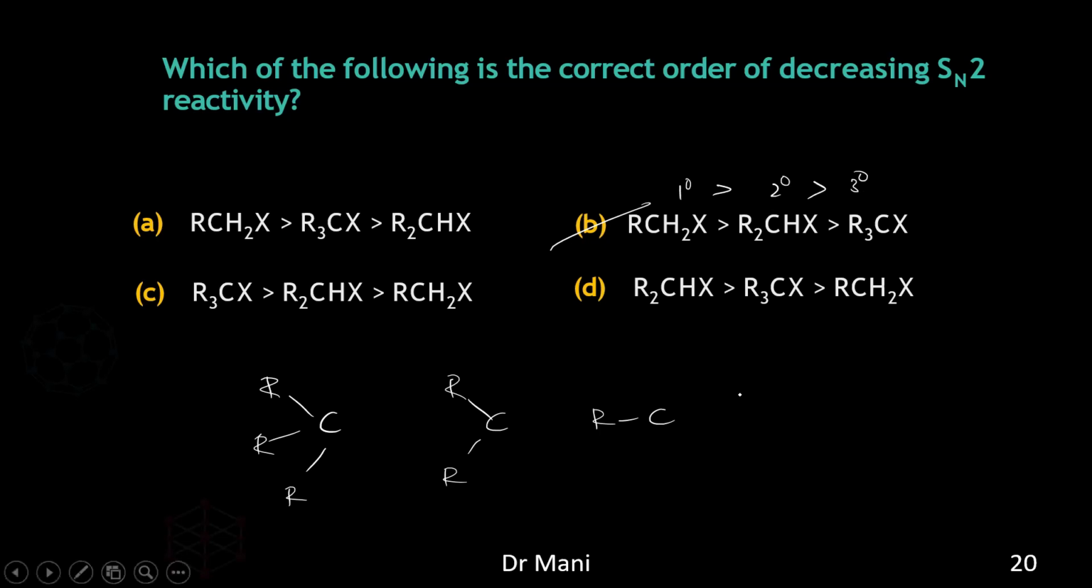And tell me, why is tertiary the least reactive? So, due to steric hindrance. Yes. So this is a bulky group which will be blocking the molecule where we are attacking. So steric hindrance. Okay, next one.